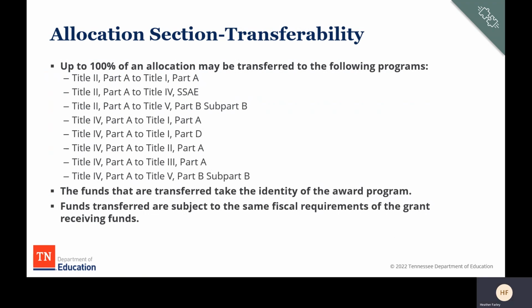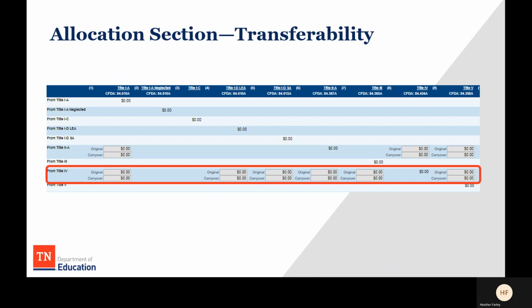Also on the allocation section, this is where you can transfer money. For example, Title II can go to Title I Part A, and you will see the list of where you can transfer money. Do note, once you transfer funds, they take the identity of the award program. This is an example of where in the allocation section you can transfer money.